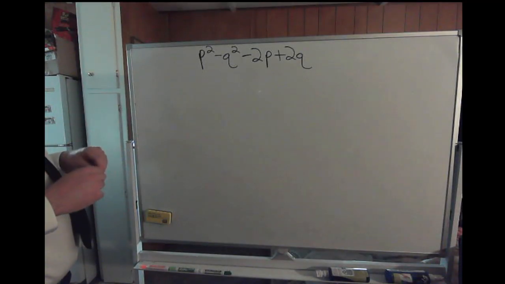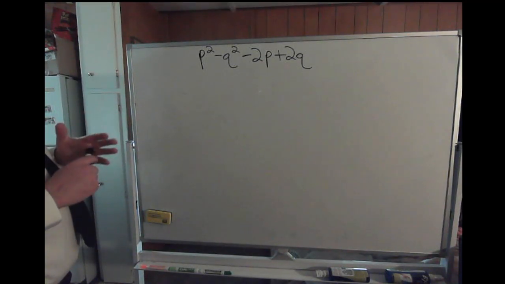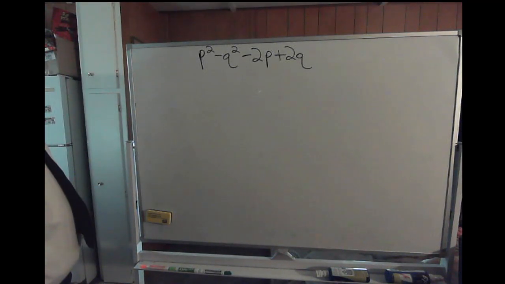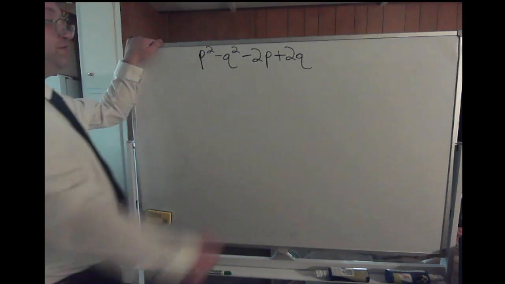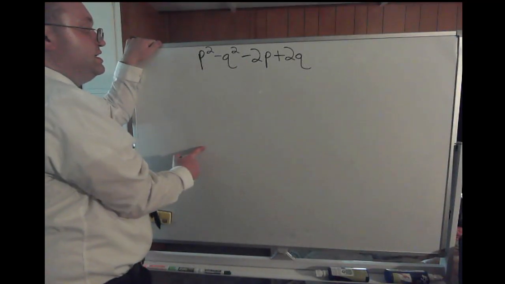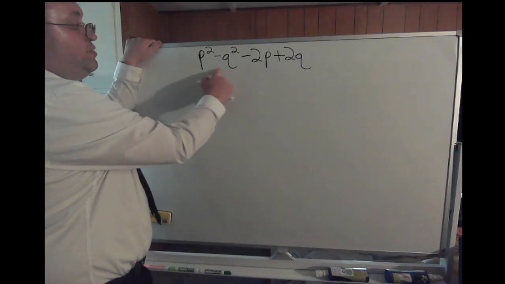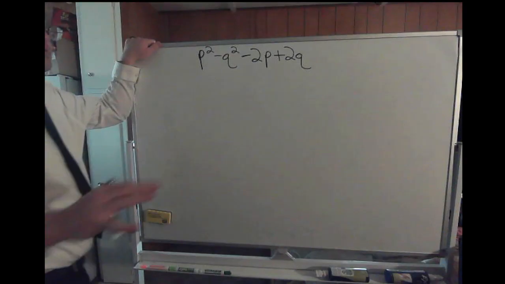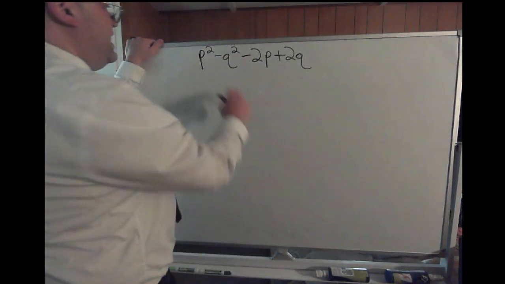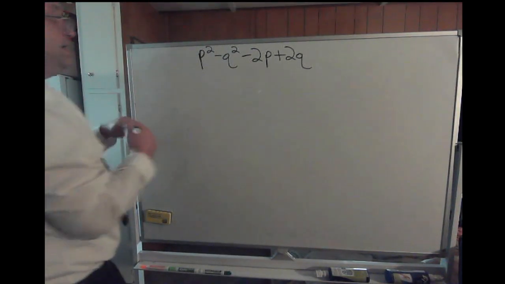Well, it certainly doesn't look like we need to move anything around. This time we clearly don't have a perfect square trinomial, because if we were to have that, you would need a pq term, which you don't have. So you're going to have to take this 2 terms at a time.